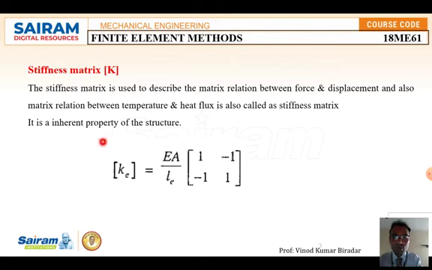How did we get this equation? We already derived it using two methods: the minimum potential energy method and the direct method. Here K stands for the stiffness matrix, and e stands for the element number in the given problem. You have to remember this formula.